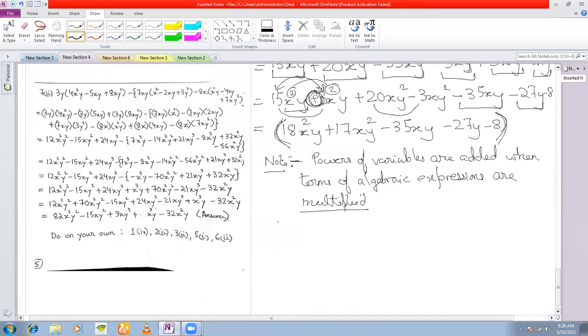So we'll write for x is equal to 2 and y is equal to -1. For x is equal to 2, y is equal to -1, we write the expression once again.